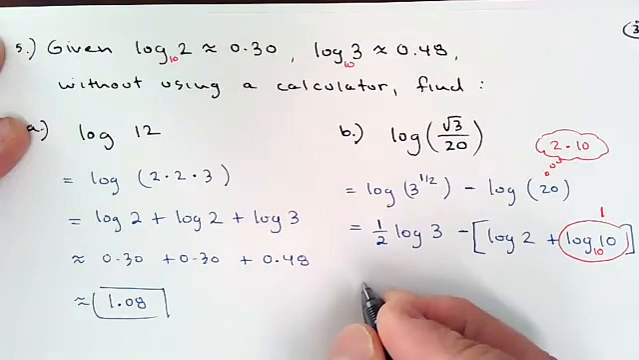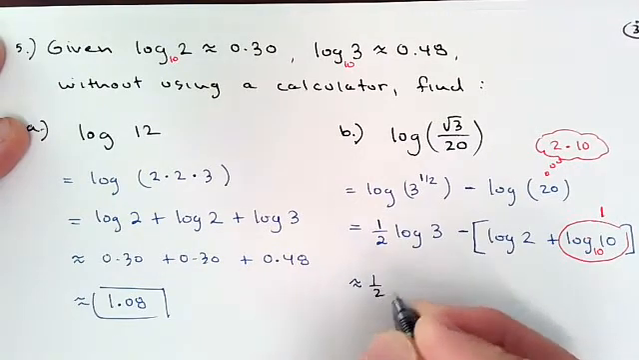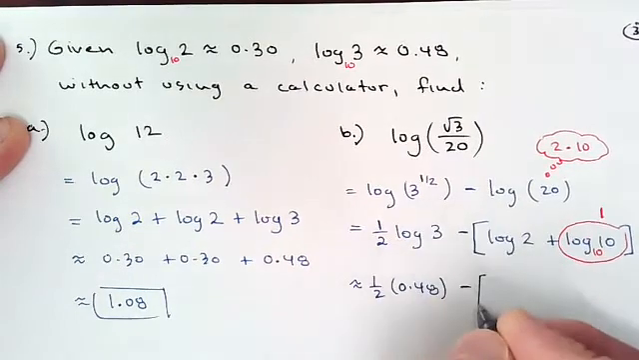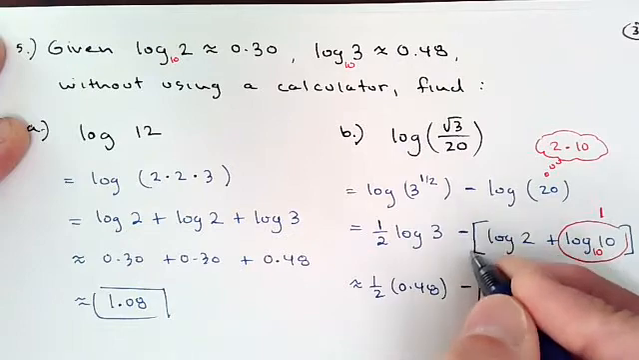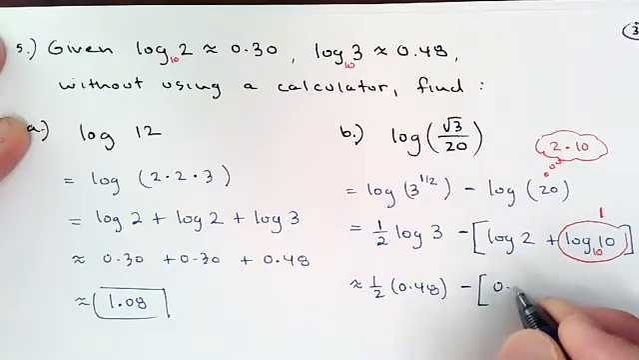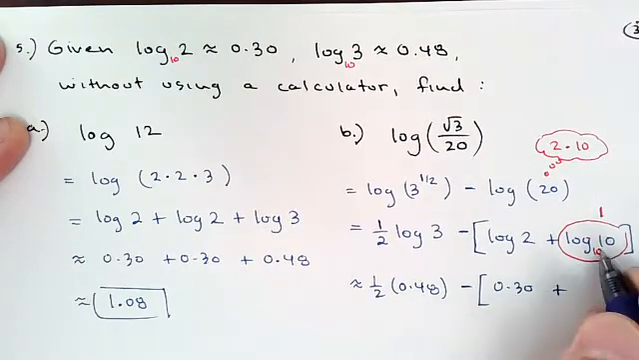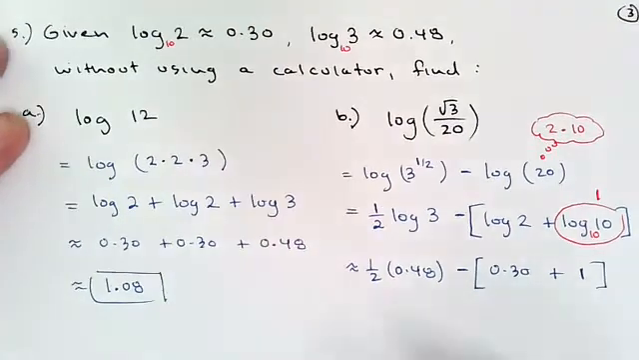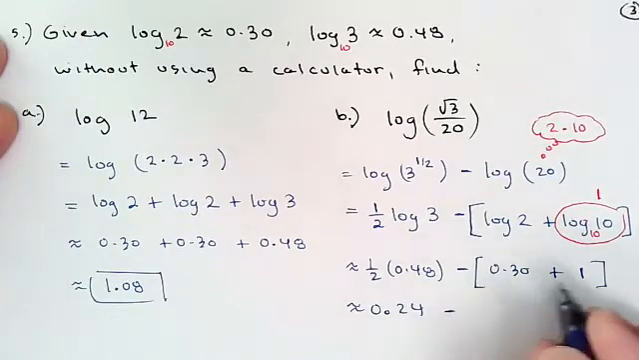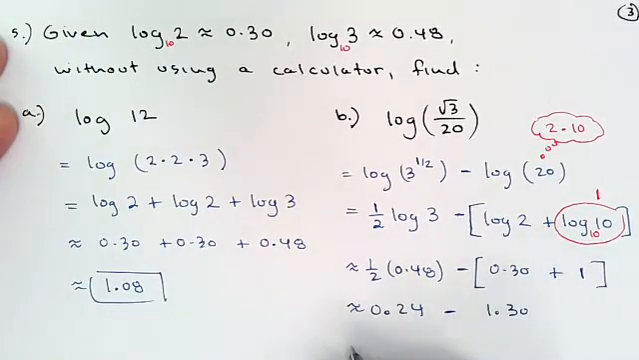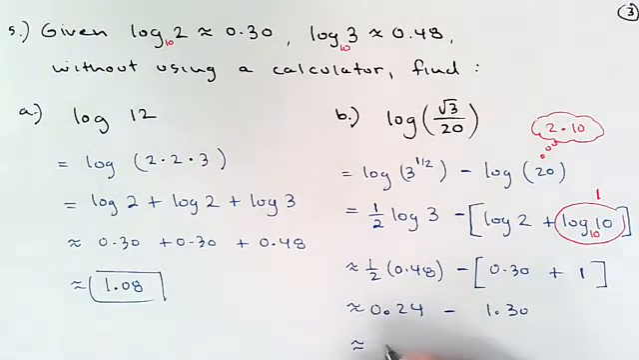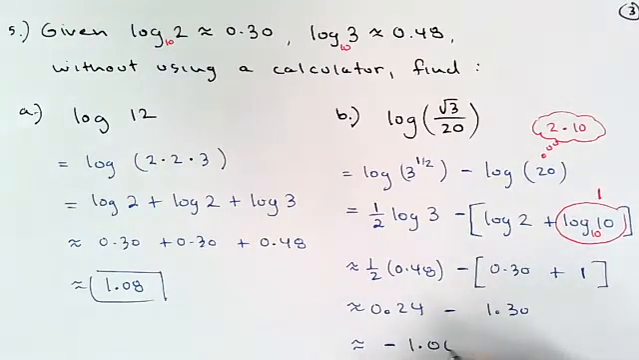So then if I plug in now, the log of 3 is about 0.48. Brackets are very important here because I'm subtracting; this got broken up into a sum, but I'm subtracting the whole thing. So it's going to be 0.30 plus, this is just 1. Half of 0.48 is 0.24 minus, this would be 1.30. If you do that on a calculator, I think you're going to end up with negative 1.06.